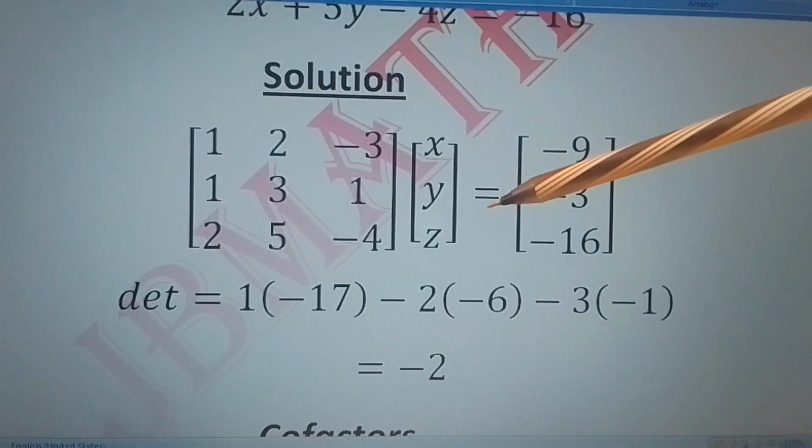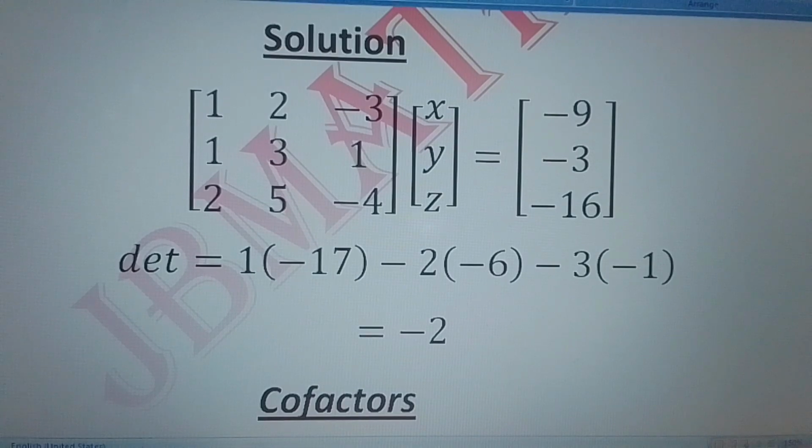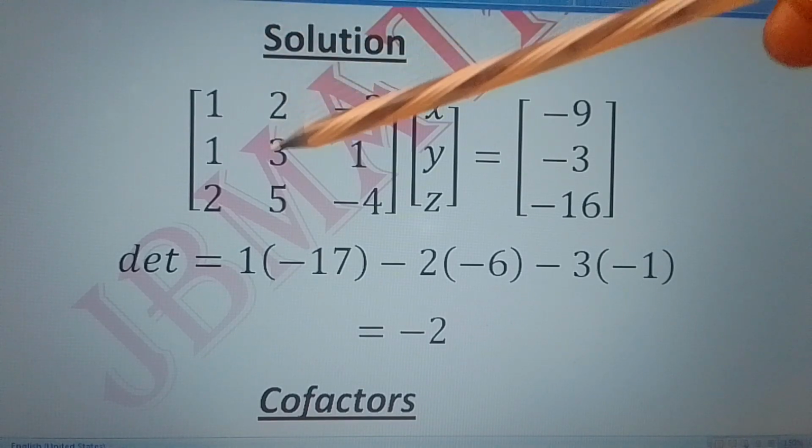So, solution. For the first step, we need to write this in the form of AX is equal to B, where A is the matrix of coefficients, X is the matrix of the variables, and B is the matrix of the constants. So writing the given equations in the form of AX is equal to B will give us this matrix here.